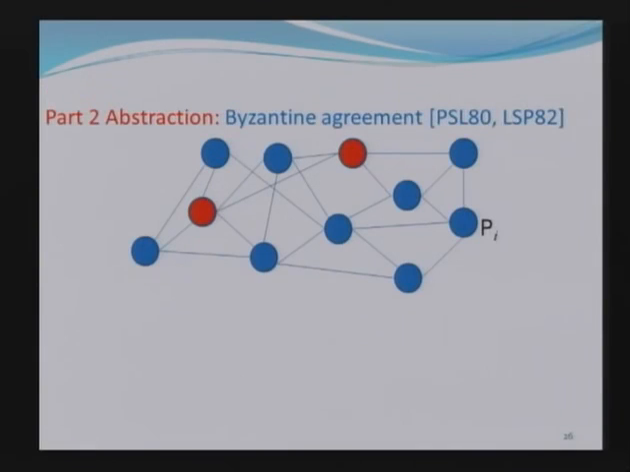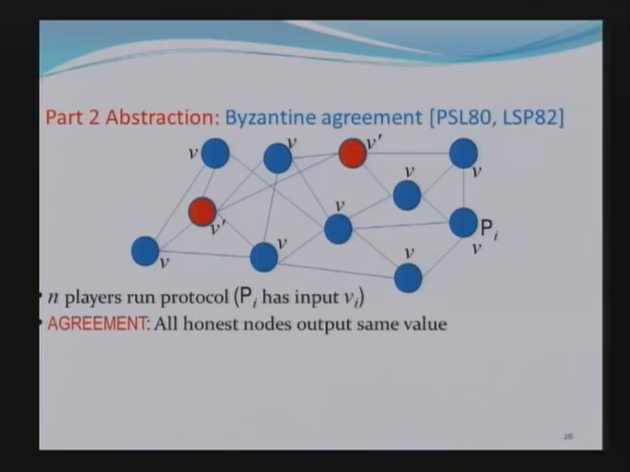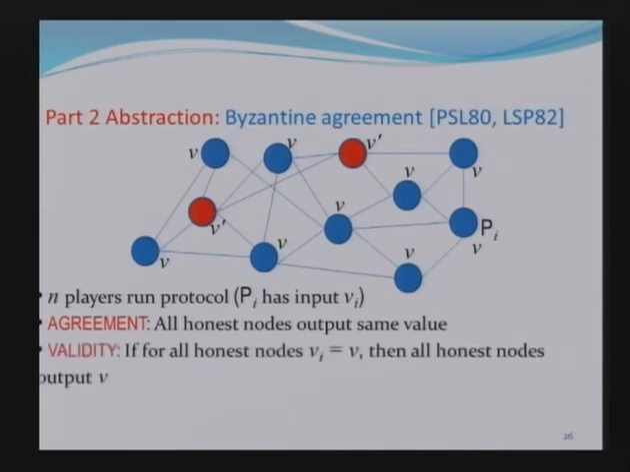Byzantine agreement is a classical problem introduced in the 80s. It's the following notion. We have n players who want to run a protocol. Party Pi has some input Vi. Now, we want the protocol to satisfy two properties. Number one, agreement. That is, all honest nodes must output the same value at the end of the protocol. The second condition is that if all honest nodes actually began the protocol with the same value, then they will indeed output this value at the end of the protocol. And the second property is what actually makes the problem non-trivial.